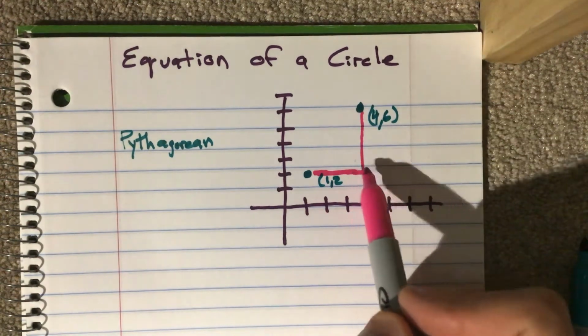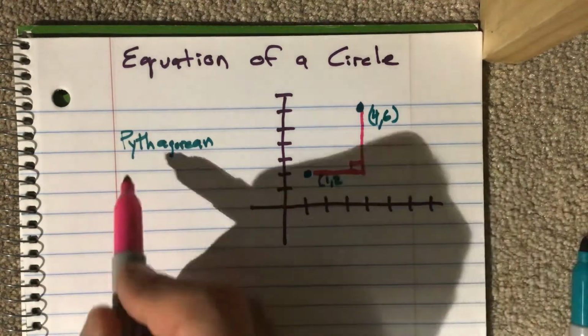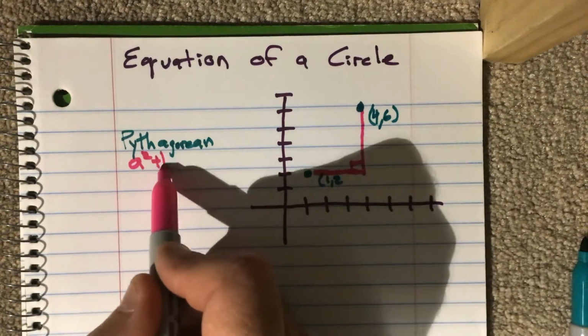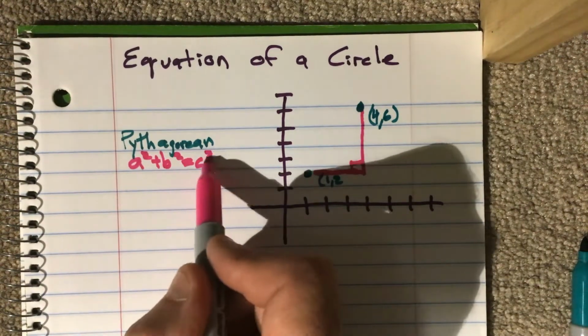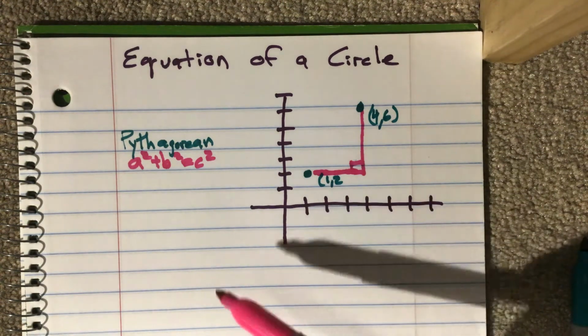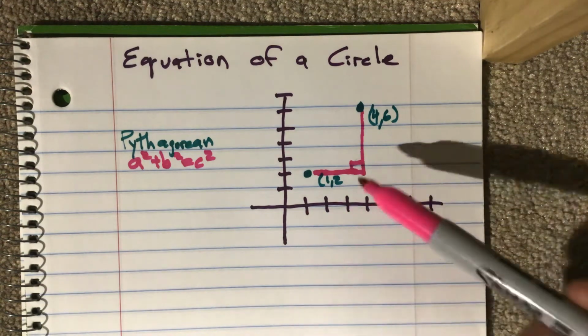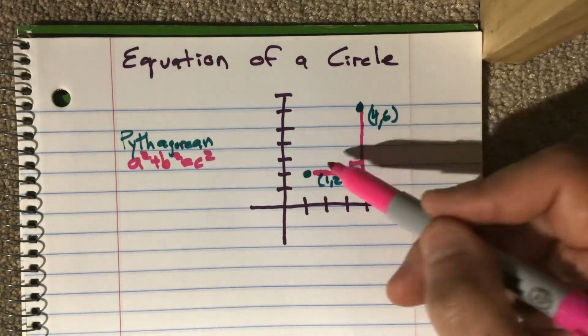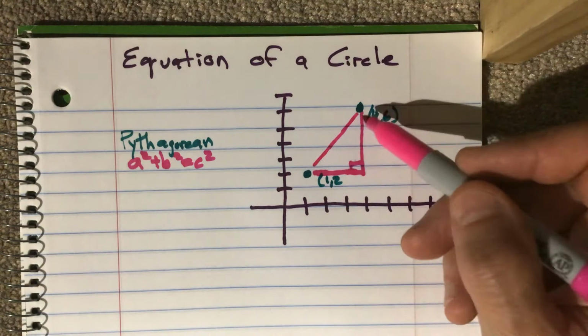This is a right triangle, right? And we remember from geometry, a squared plus b squared equals c squared. That's the Pythagorean theorem, and that's used to find the missing side of a triangle. In this case, the c is the hypotenuse. So we've got a, b, and we're looking for c on this side.